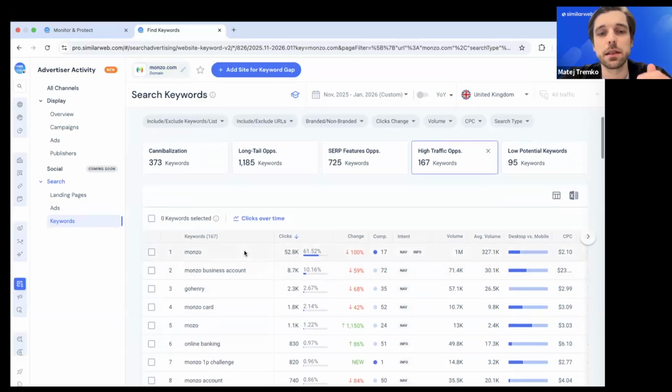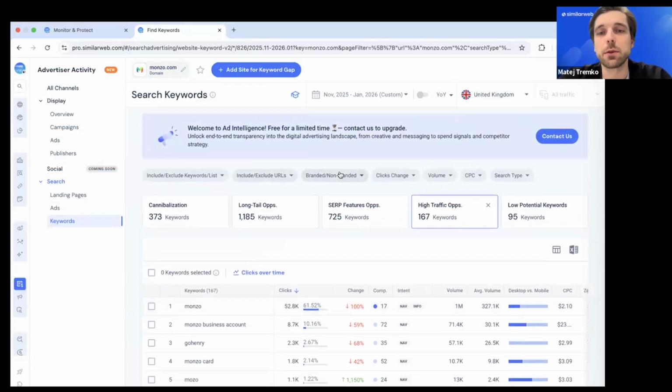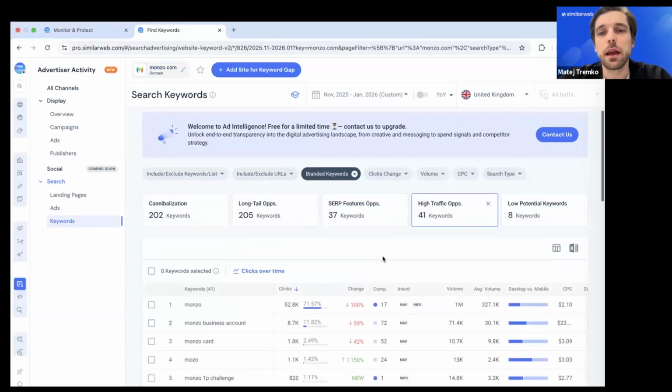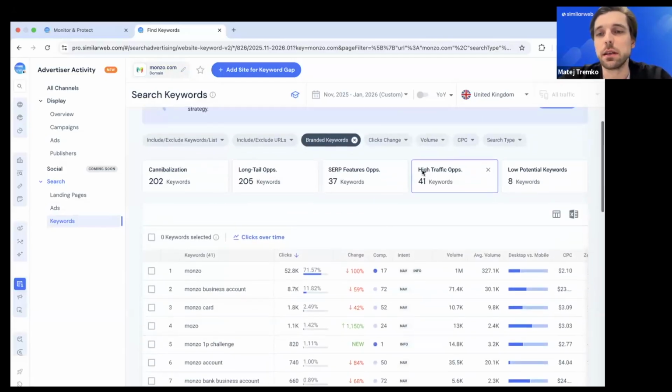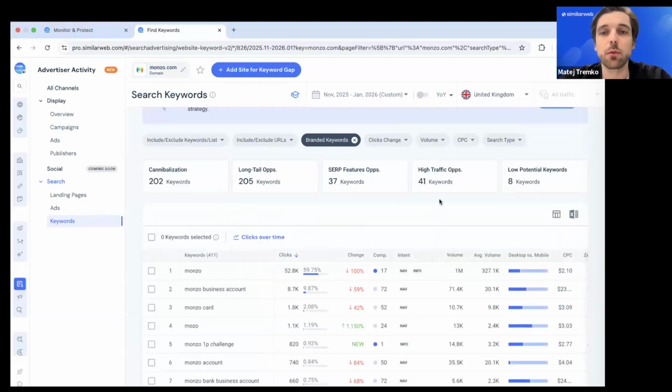So in this case, this is the list ordered by volume, and you can play with the filters. For example, I only want to see branded keywords to protect my brand. And I only want to see the high traffic opportunities, so only keywords that have a certain volume.